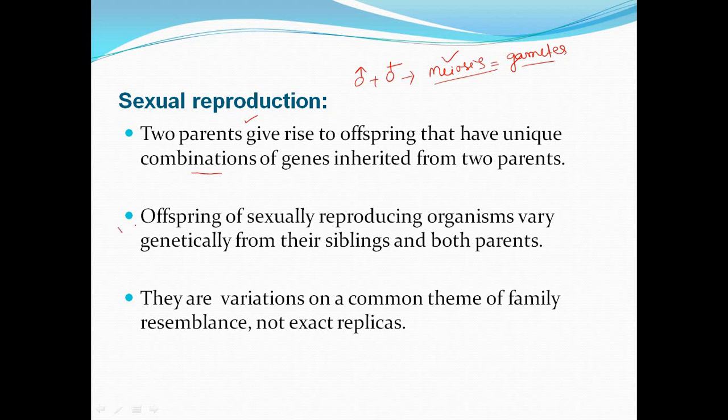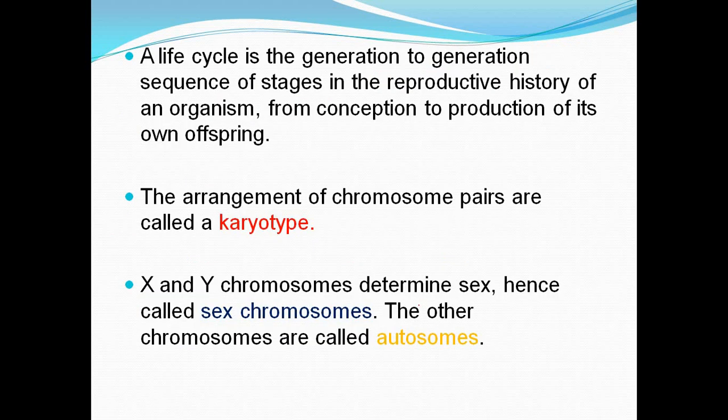Second point: offspring of sexually reproducing organisms vary genetically from their siblings and both parents. They are variations on a common theme of family resemblance, not exact replicas. The offspring produced from sexual reproduction are not exact replicas of their parents. They show some resemblance and some differences, which are called variation. This is all about sexual reproduction. So these differ in this manner. Now some facts about chromosomes and offspring.